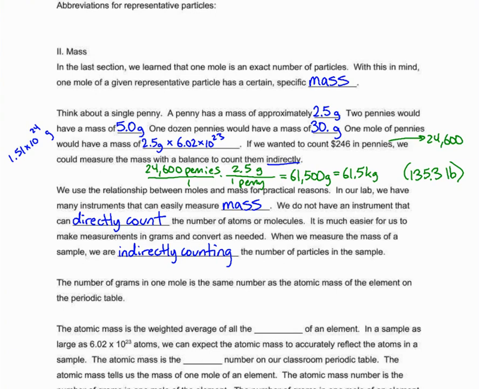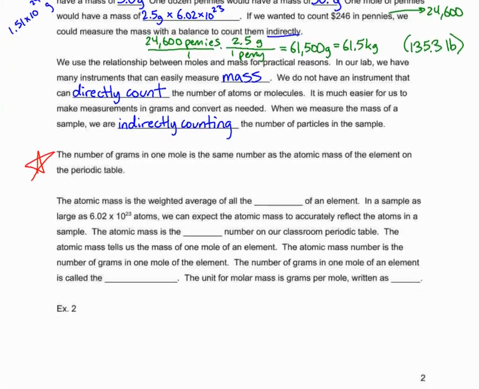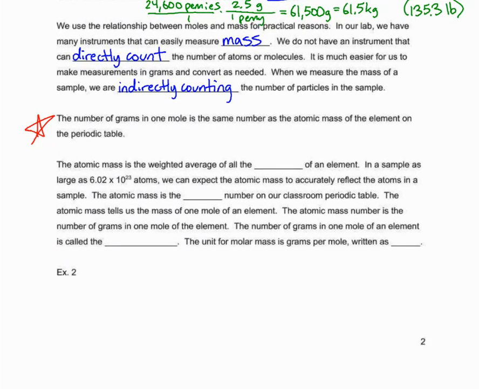Here is a very helpful piece of information. The number of grams of 1 mole of an element is the same number as the atomic mass on the periodic table. So a review on the atomic mass. Remember that this is a weighted average of all the isotopes for that element. In a sample as large as 6.02 times 10 to the 23rd atoms, we can expect the atomic mass to accurately reflect the sample that we're looking at.